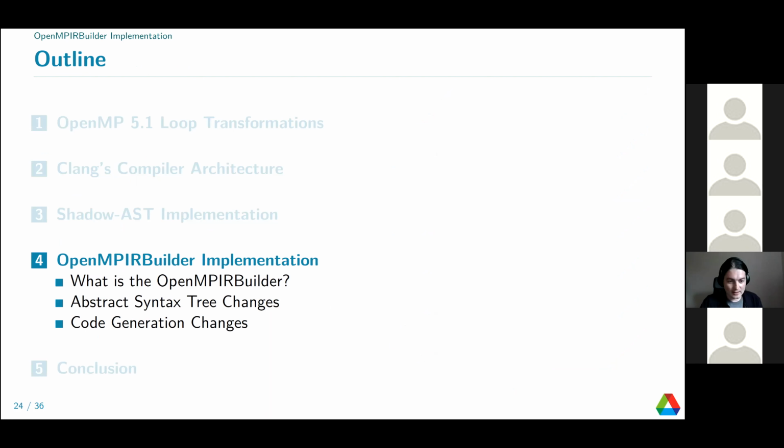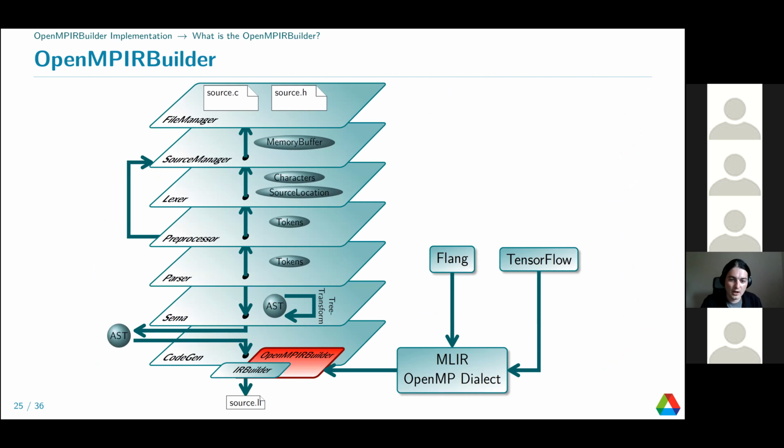So we have a second implementation that uses the OpenMPIRBuilder. First, what's the OpenMPIRBuilder? It's another component we basically put in between the code generation and the IR builder that does higher-level things for emitting OpenMP code. For instance, you can tell it, hey, please emit an OpenMP barrier, which is usually a call to the OpenMP runtime.